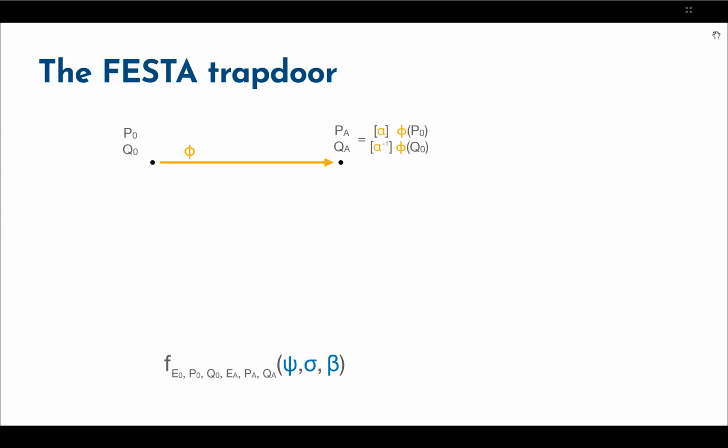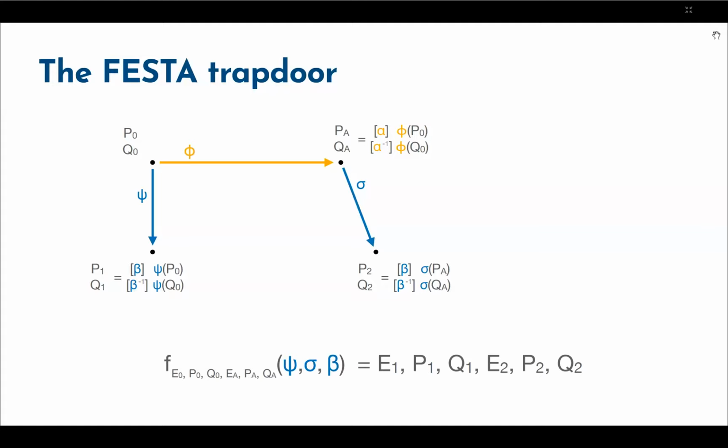And to evaluate this trapdoor function, we compute the isogeny psi, and we reveal the points P0, Q0 scaled under beta and mapped by psi. We do the same thing on the right side, where we take sigma from the right curve, and then we compute the points P2, Q2 by mapping PA, QA under sigma and scaling by beta. And everything that we see at the bottom basically constitutes the output of the trapdoor. So we have Q1, Q1, P2, Q2, which is the output of the trapdoor function.